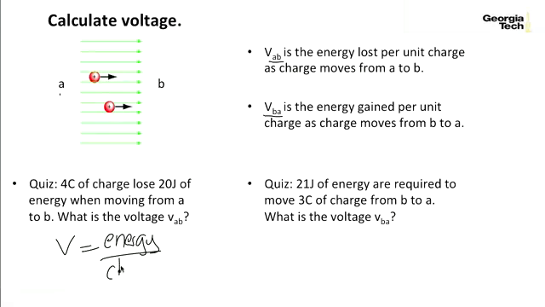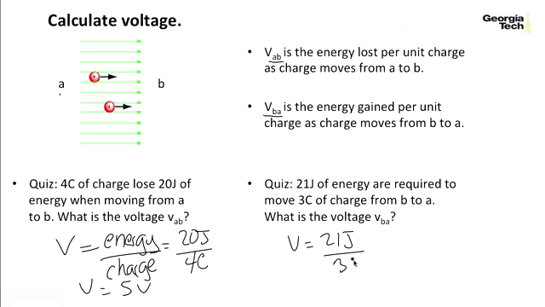So remember that voltage is energy over charge in both cases. So here we have 20 joules of energy and 4 coulombs of charge. So our voltage is 5 volts. In this case, we have 21 joules of energy and 3 coulombs of charge, or 7 volts.